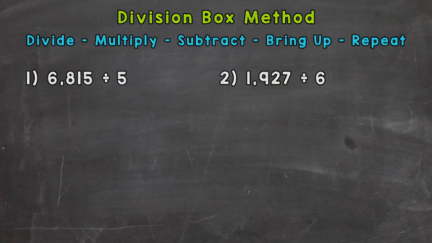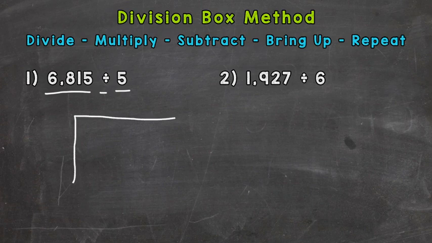Next, we're going to move on to 4-digit numbers divided by 1-digit numbers. So let's jump right into number 1 here, where we have 6,815 divided by 5. So 6,815 is our dividend. It's the number that we are splitting up or dividing, and we are dividing by 5. So 5 is our divisor. So the first thing we need to do to set this box method up is draw out a rectangle here, or box.